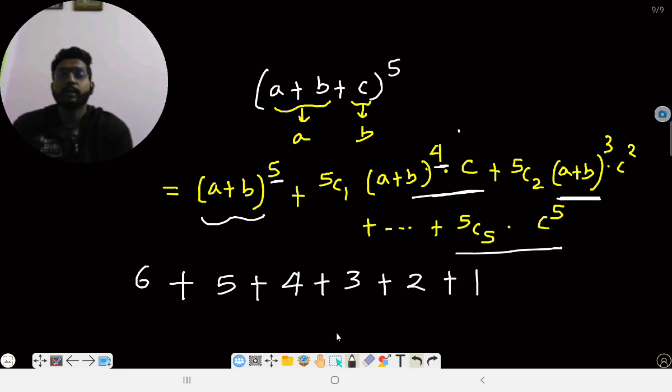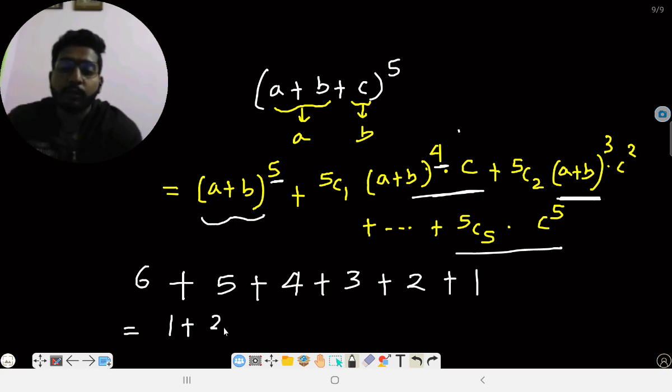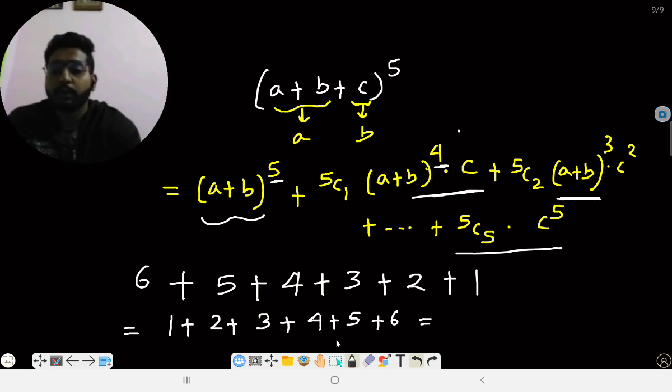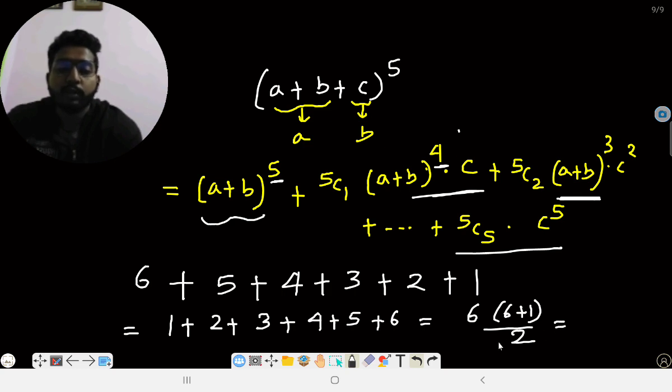So we are getting 1 plus 2 plus 3 plus 4 plus 5 plus 6. If I arrange like this, we can see there is a formula, because to add n natural numbers, the formula is n into (n plus 1) by 2. So here it will be 6 into (6 plus 1) by 2. Now if I solve this, that will be 3 into 7, that will be 21.